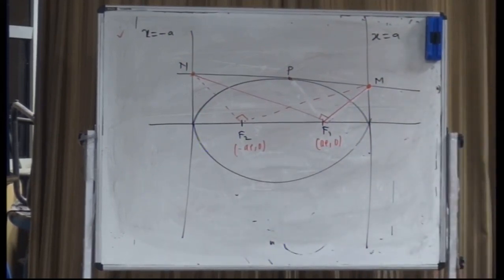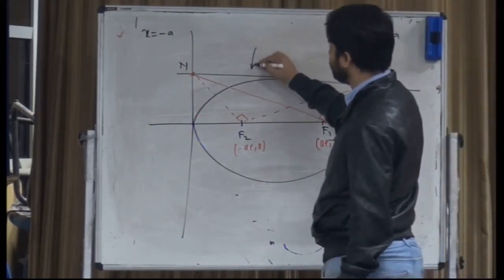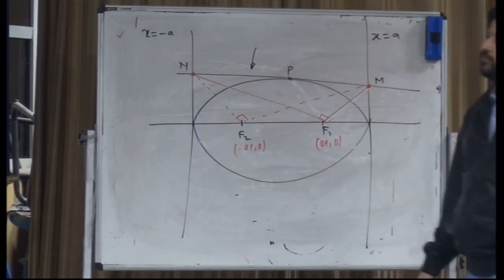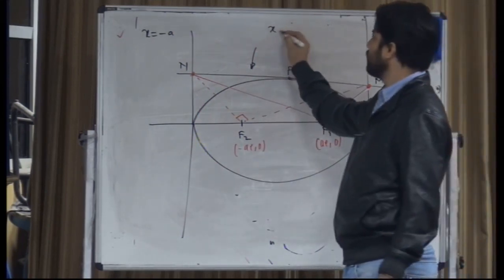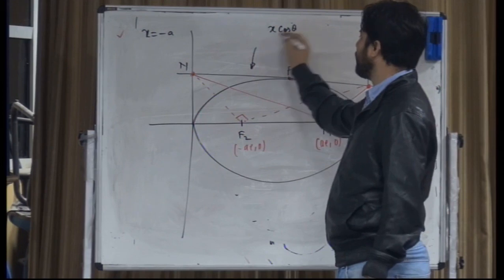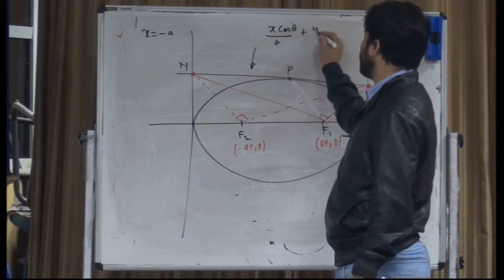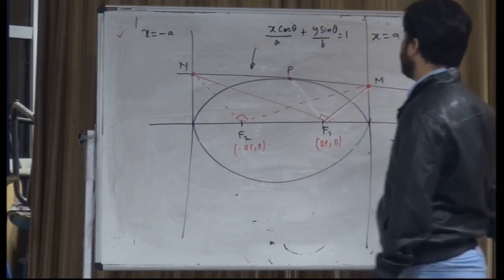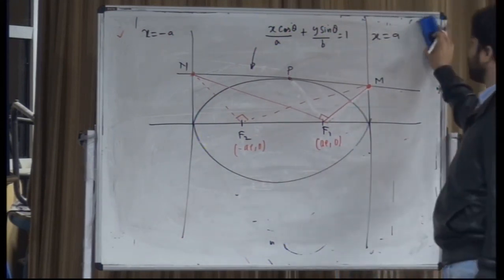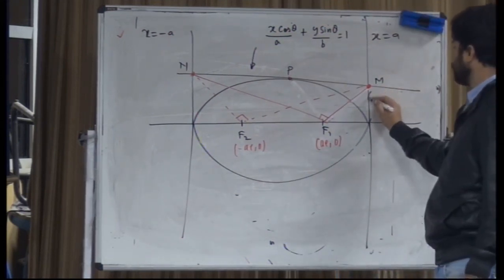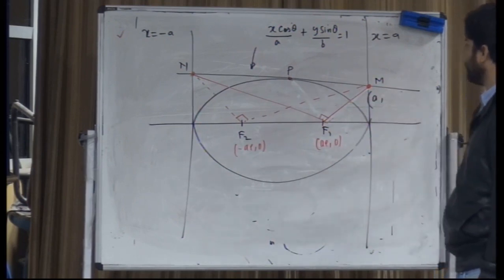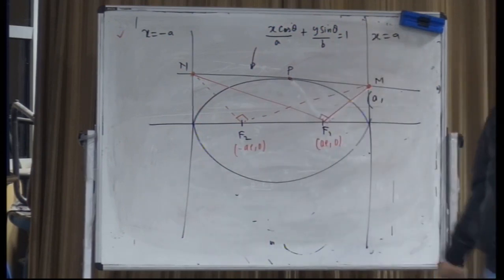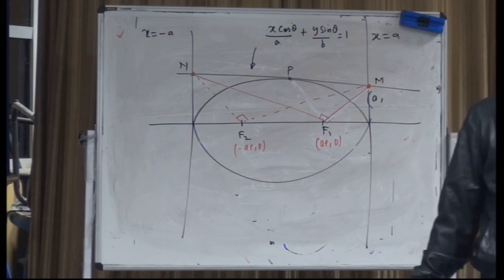Okay, what should be the equation of this tangent? x cos theta by a plus y sin theta by b is equal to 1. What should be the coordinate of M? a comma... what is a by e? Can't you see this? This is the tangent at the vertex, you keep getting confused.